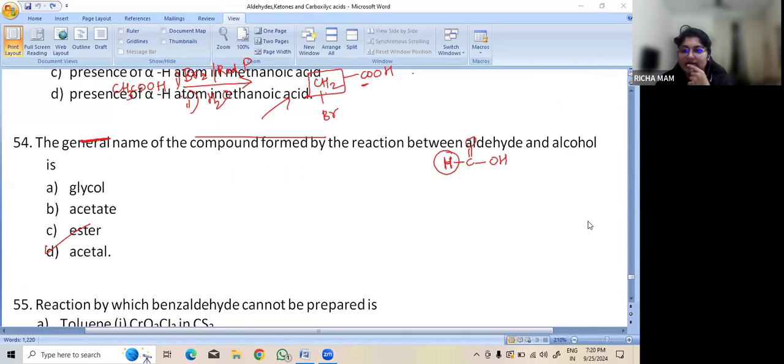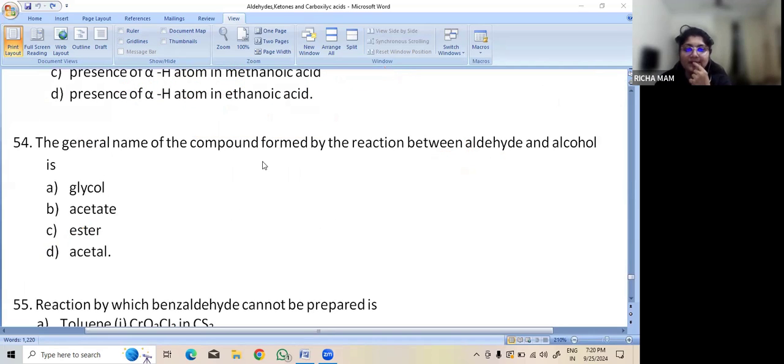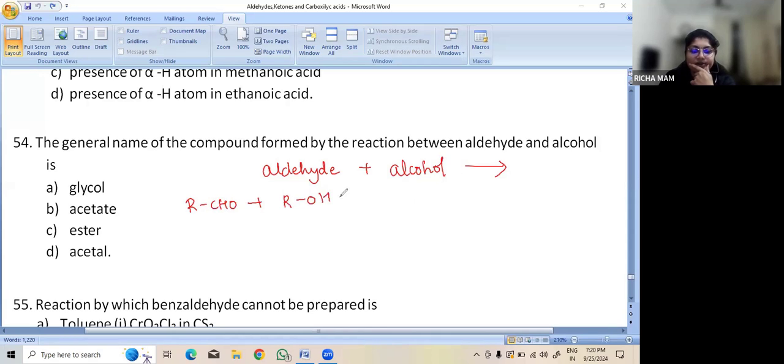The general name of the compound formed by the reaction between aldehyde and alcohol is: A, glycol; B, acetate; C, ester; and D, acetal. When aldehyde reacts with alcohol, what compound is formed?